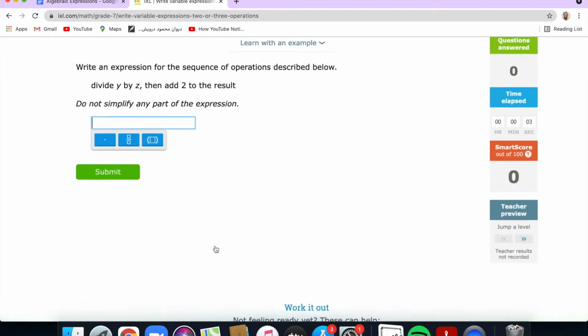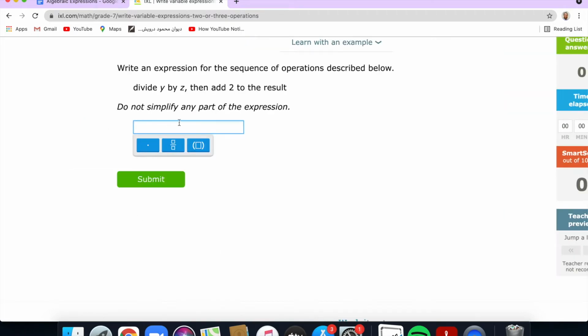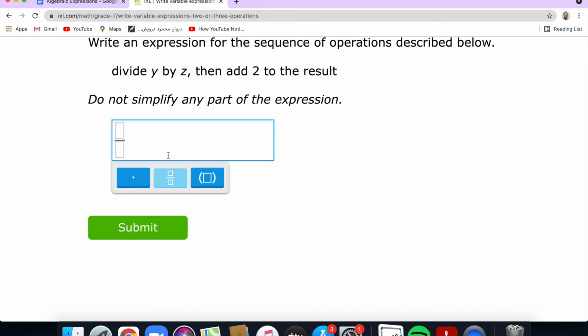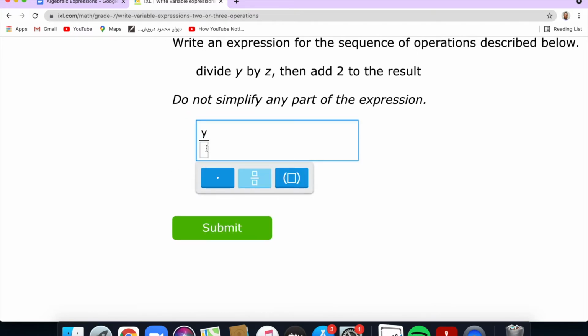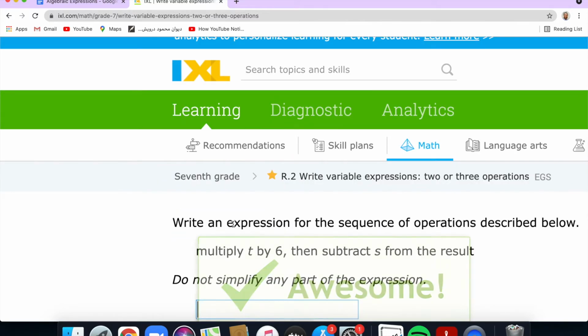Write an expression for the sequence of operations described below. Divide y by z. Remember, y should be written first because they said divide y by z, not z by y. So y divided by z. Here you need to use this button, which is division or fraction. Y over z. Then add 2 to the result, that means add 2 to the last answer.